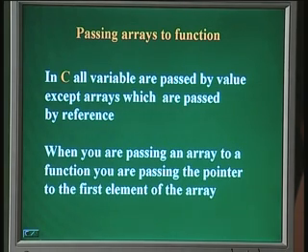So when you are passing an array to a function, you are passing a pointer to the first element of the array. That's what I said. The name of the array is also a pointer to the base address. So when you pass that, it actually points to the first element of the array. If you pass an array to a function and you change any value inside that function, it will change the value of the array in the program from which it is passed. That's what you're going to see here.